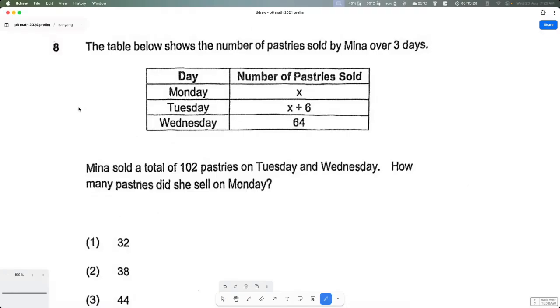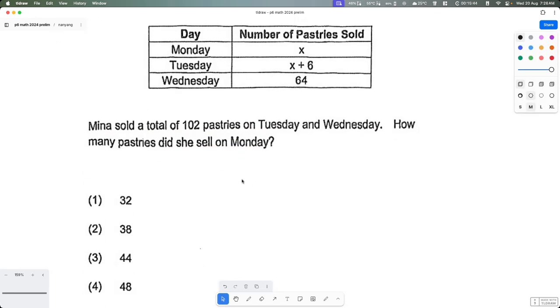Question number 8. The table below shows the number of pastries sold by Mina over 3 days: Monday is X, Tuesday is X plus 6, and Wednesday is 64. Mina sold a total of 102 pastries on Tuesday and Wednesday. How many pastries did she sell on Monday?